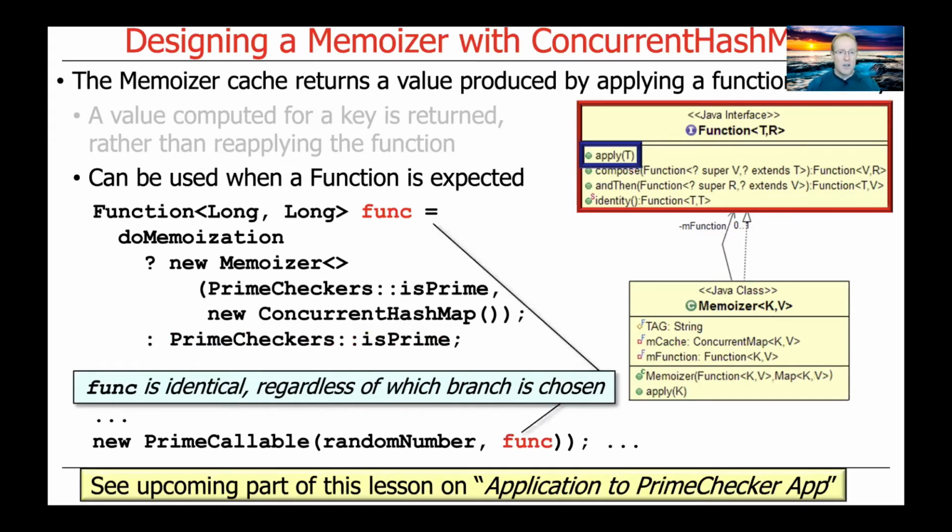When we call the new prime callable constructor and pass in the random number, we can also pass in the function, which will either be the Memoizer or the non-Memoizer. And that way we can alternate between memoization enabled and memoization disabled. But the code that's actually doing the function doesn't care which of those two approaches we're using. So this is also basically the strategy pattern, if you think about it.